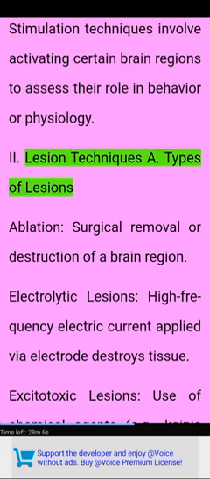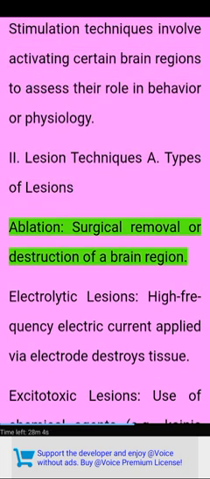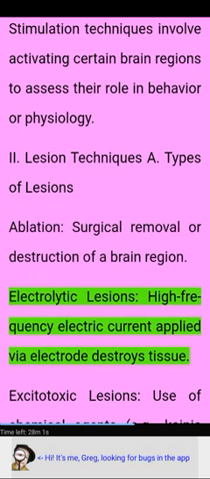2. Lesion techniques. The types of lesions. Ablation: surgical removal or destruction of a brain region. Electrolytic lesions: high-frequency electric current applied via an electrode destroys tissue.